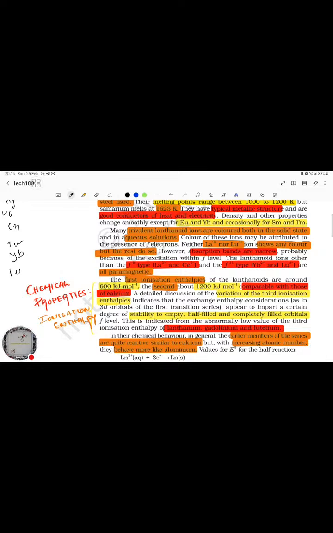The lanthanide ions other than f0 type, that is lanthanum 3+ or cerium 4+, and f14 type like ytterbium 2+ and lutetium 3+, are all paramagnetic. That is, except for lanthanum and lutetium, all the others are paramagnetic, they are saying.